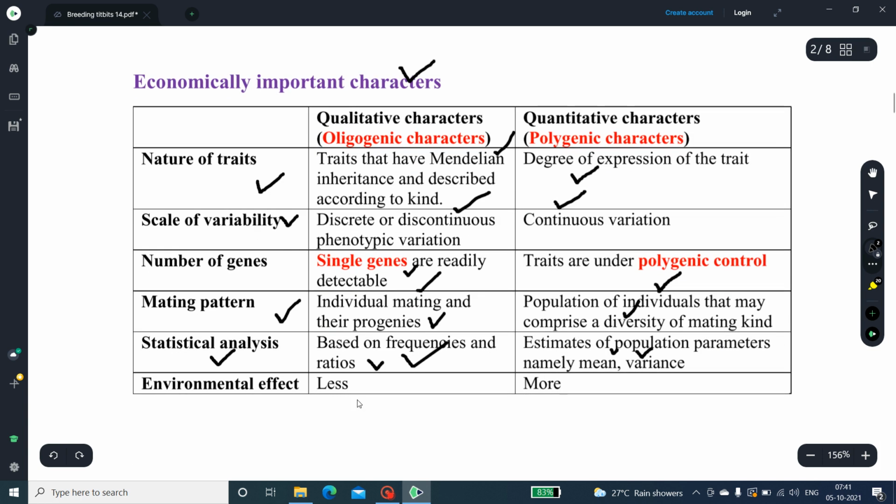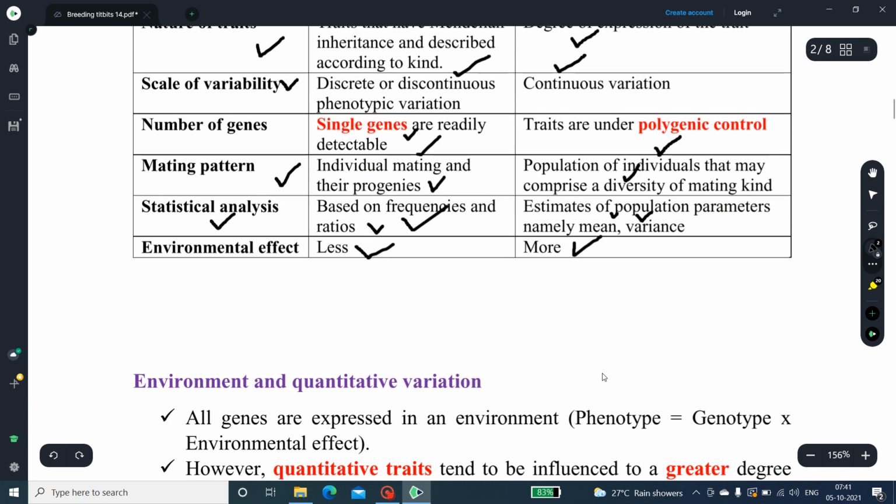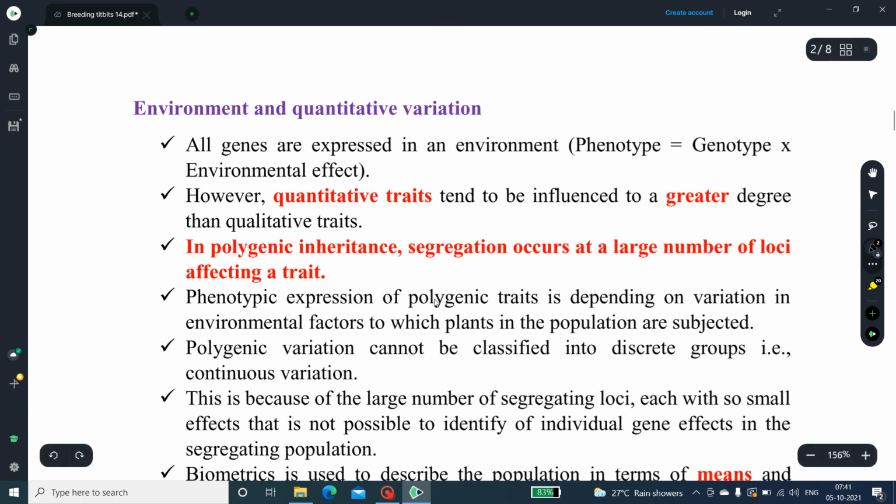The qualitative characters have less environmental effect, while the quantitative characters have more environmental effect. And there is an interaction between the environment and quantitative variation. All genes are expressed in an environment, that is, a phenotype is governed by genotype and environmental interaction effect. However, quantitative traits tend to be influenced to a greater degree than qualitative traits by the environment.